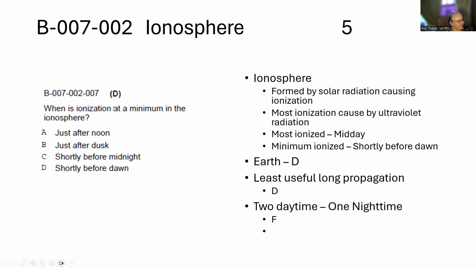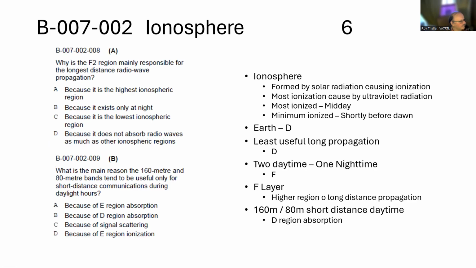When is the ionization at the minimum in the ionosphere? And that would be D, shortly before dawn. Why is the F2 region mainly responsible for long distance radio wave propagation? The answer is A, because it's the highest ionospheric region.